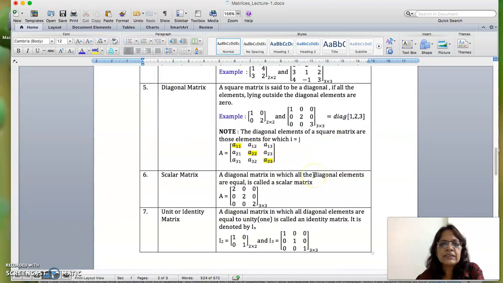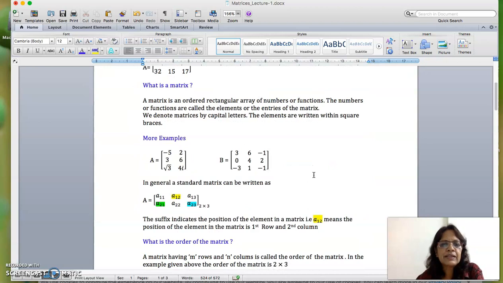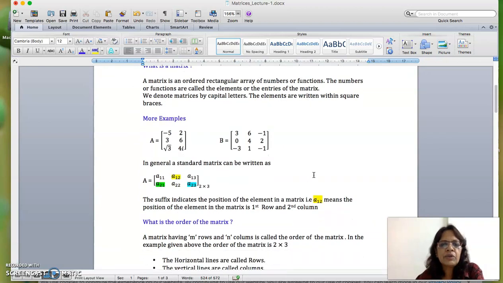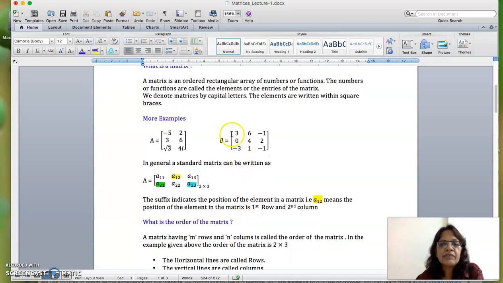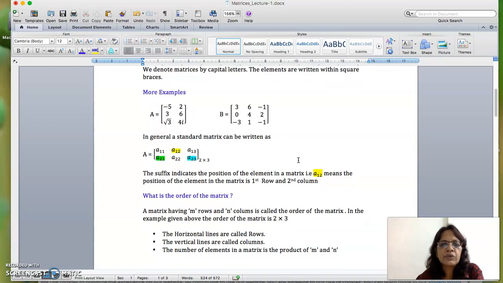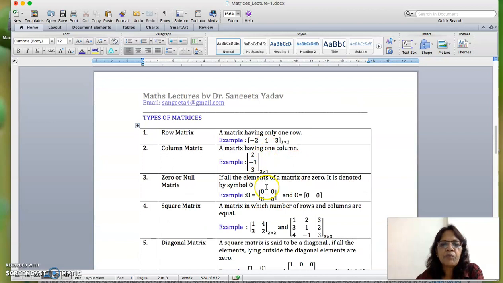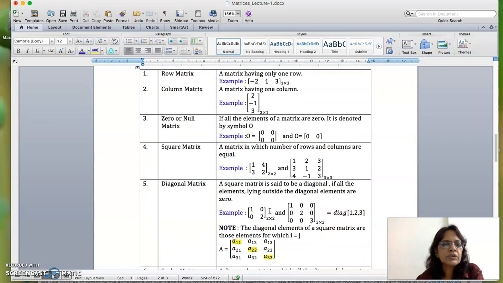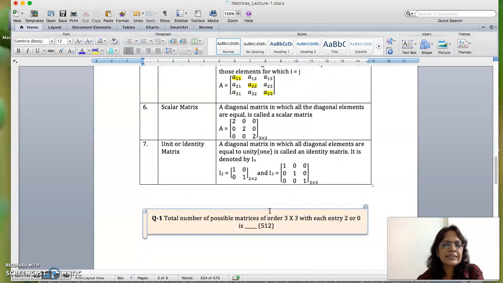Okay, so just look at it once again from the top. In this we studied what a matrix is, then we did the order of a matrix. Matrices are written within square braces, be very particular, if you don't write inside square brackets, marks can be cut. They are simply an arrangement of numbers or functions, no calculation in that. Calculations come in terms of operations, and these are important definitions you should know, because they can be asked in your 1 mark questions, MCQs, fill in the blanks.